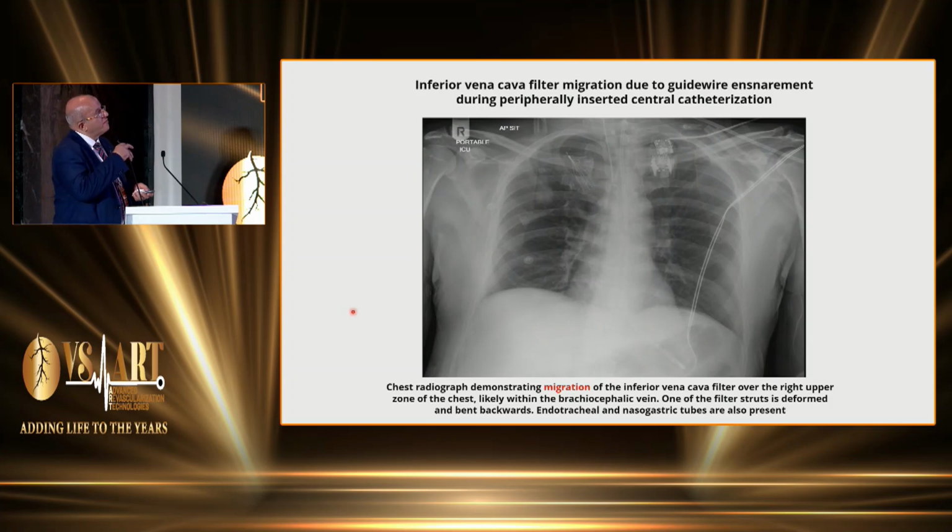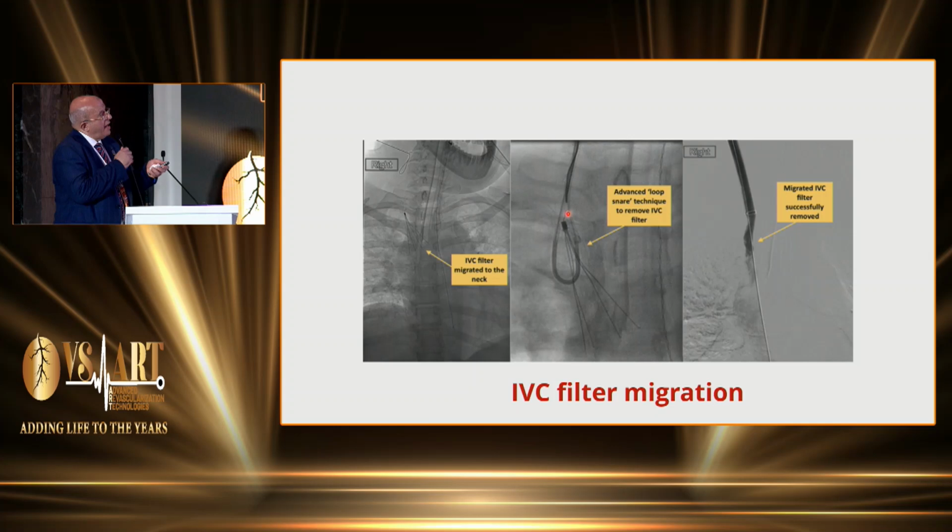And also the inferior vena cava filter migrated to the apex of the left lung, as we show here. It is one of the complications of the insertion of the vena cava filter. And also with this migration, we can loop the filter to retrieve it, and this is after retrieval of the filter in the left one.